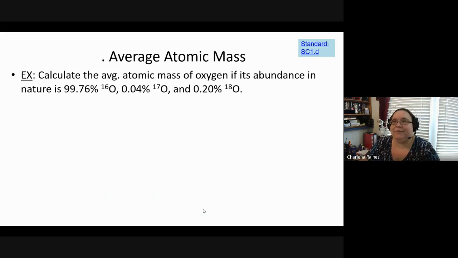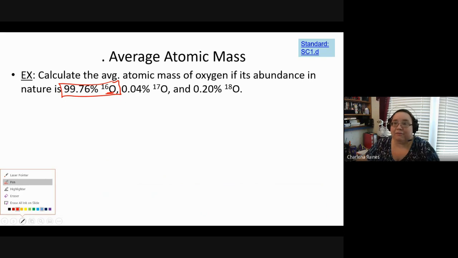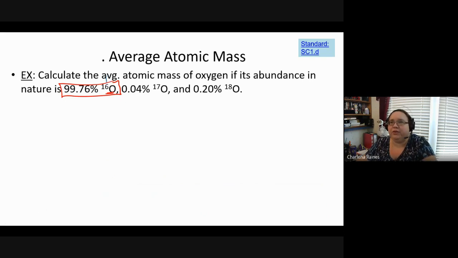So let's look at our first example. This particular example, we've got oxygen, and my first isotope is oxygen 16, and it has a percent abundance of 99.76%. With that large of a percent abundance, that means my average atomic mass is going to be really, really close to 16. The other two isotopes are oxygen 17 with a 0.04% abundance, and oxygen 18 with a 0.2% abundance. So, like I said, foolproof method.